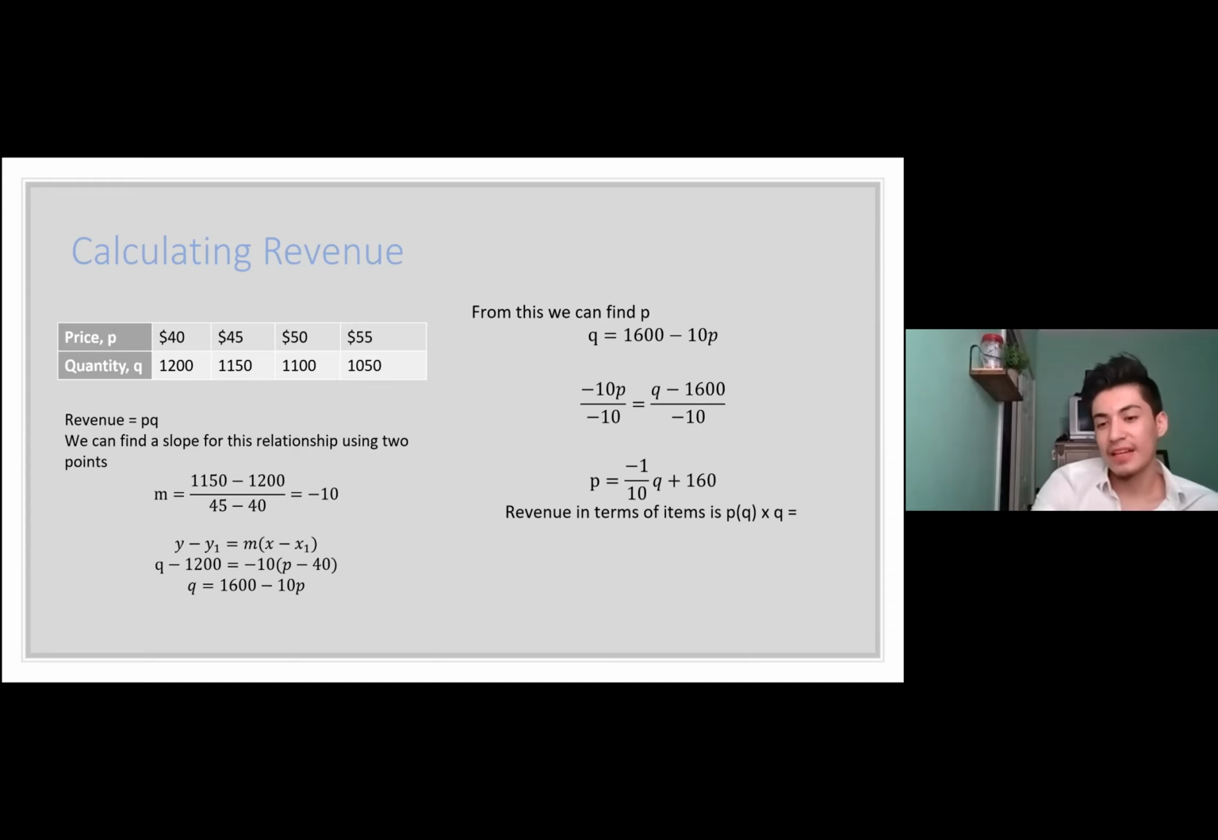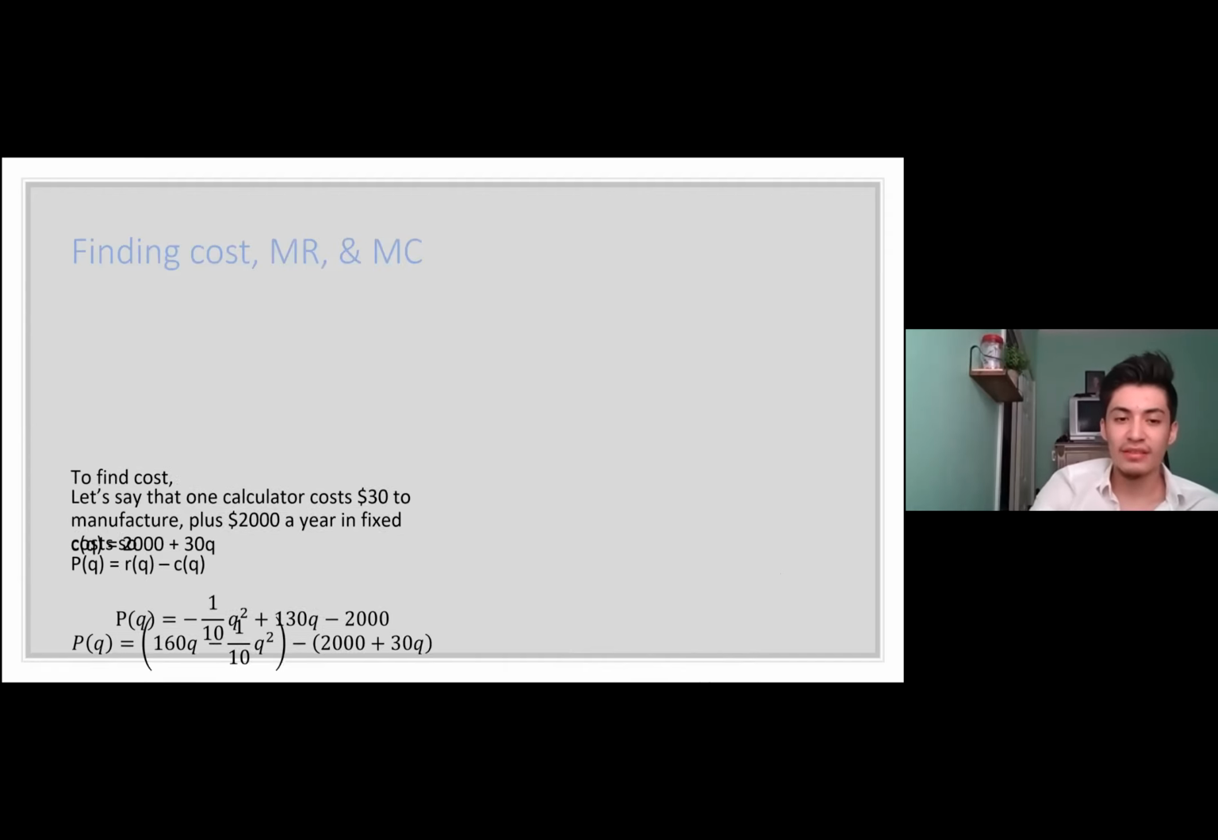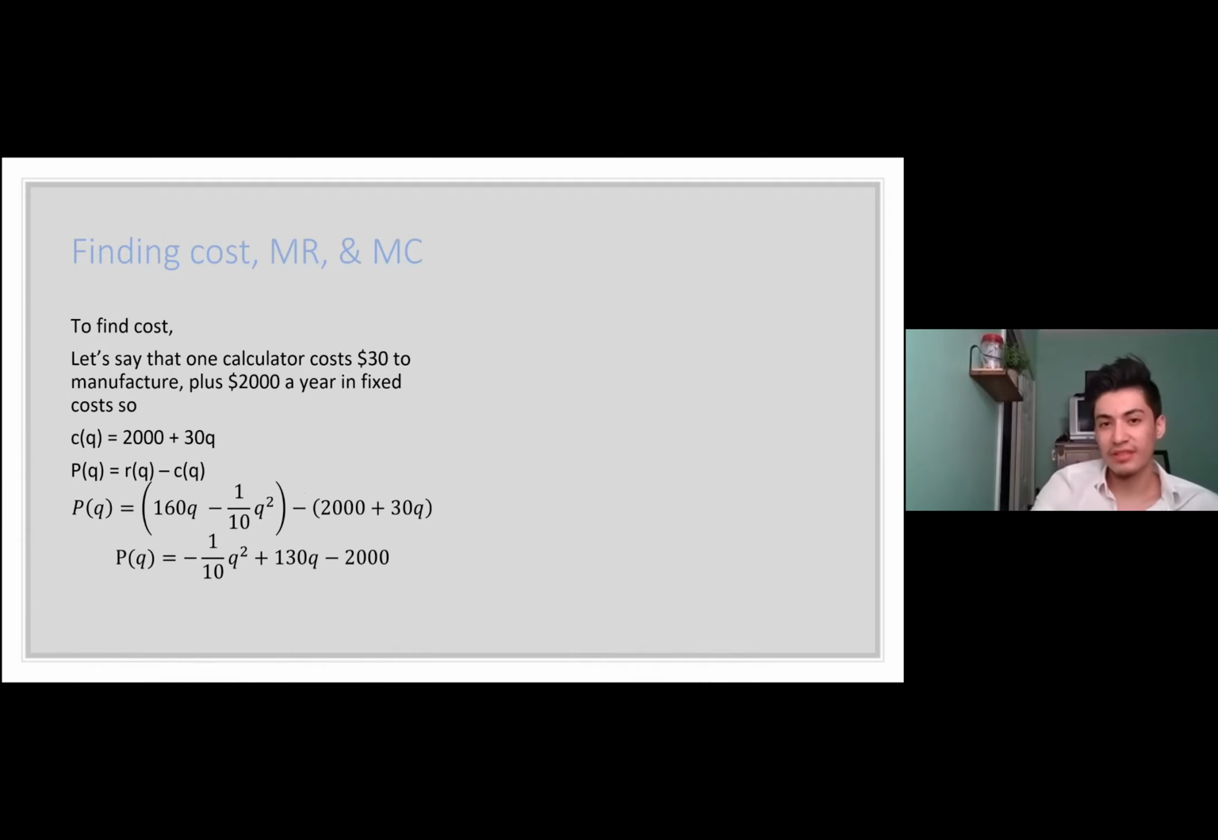Revenue in terms of items is just that price in terms of quantity times quantity. So revenue in terms of quantity is 160q minus 1/10 q squared. That's how you find revenue. Finding cost is much easier. Let's just say that every calculator you produce is going to cost you $30. But as a business, you also have fixed costs every year, which is the amount it would cost you to run the factory and all that physical capital. So our cost function is simply 2,000 plus 30q.